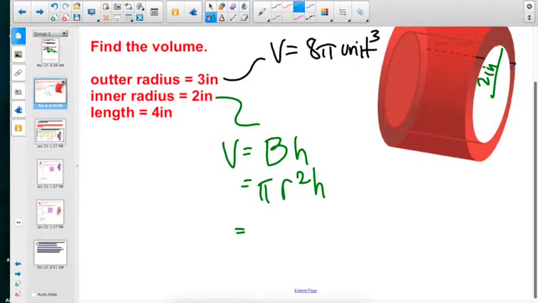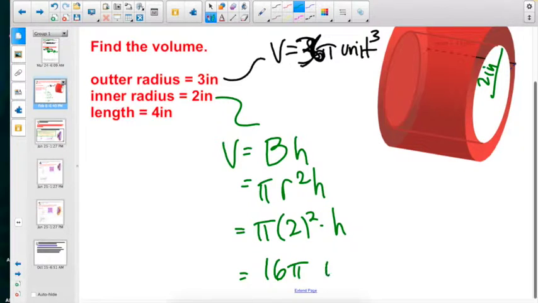I'm beginning to think it wasn't 8 pi, but okay. Yeah, I'm looking at that going, it can't be 8 pi then. Okay, so this was 36 pi. There we go. Okay, so pi, radius is 2 squared, height is 4. So what do we have here? 16 pi. Okay. So we have 16 pi units cubed.